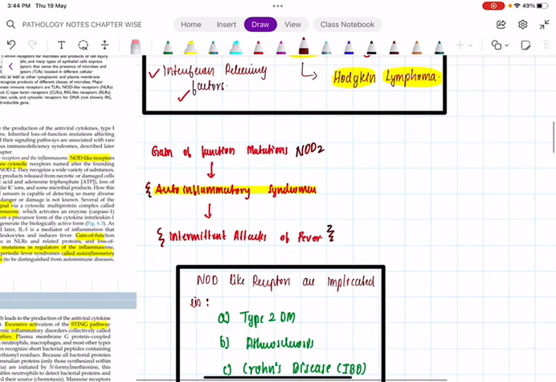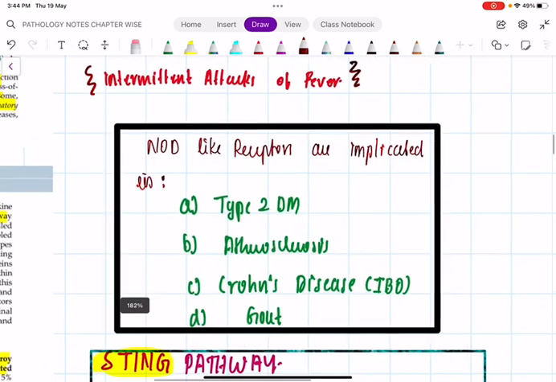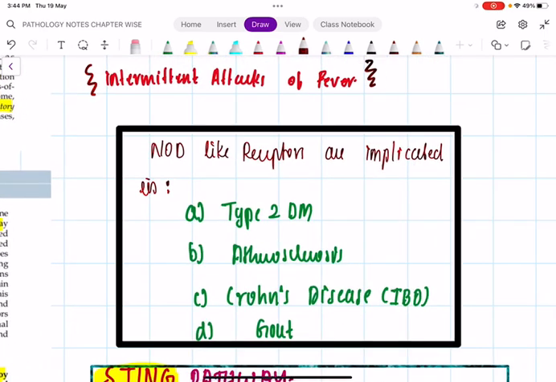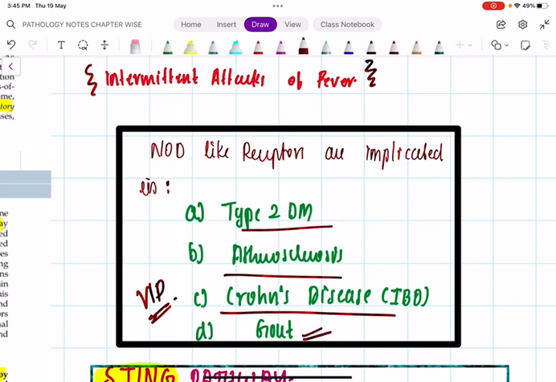And these NOD-like receptors are implicated in the pathogenesis of 4 major diseases. These 4 major diseases are VVIPs. One is type 2 diabetes mellitus. Number 2 is atherosclerosis. Number 3 is Crohn's disease. Crohn's disease is one of the types of inflammatory bowel disease. We have two types of inflammatory bowel disease: one is Crohn's disease, another one is ulcerative colitis. In Crohn's disease, the pathophysiology is the overactivation of NOD-like receptors. And we have the fourth, gout.